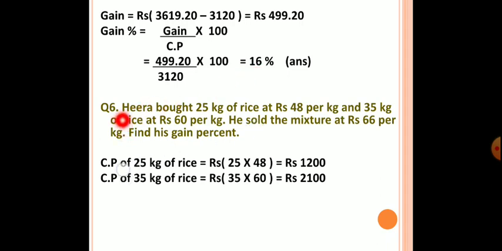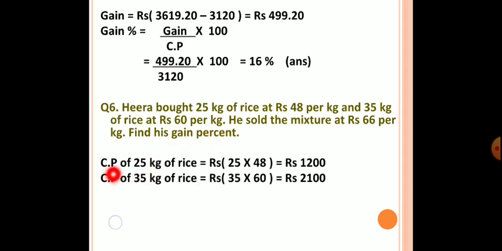Question number 6. Hira bought 25 kg of rice at rupees 48 per kg and 35 kg of rice at rupees 60 per kg. He sold the mixture at rupees 66 per kg. Find his gain percent.